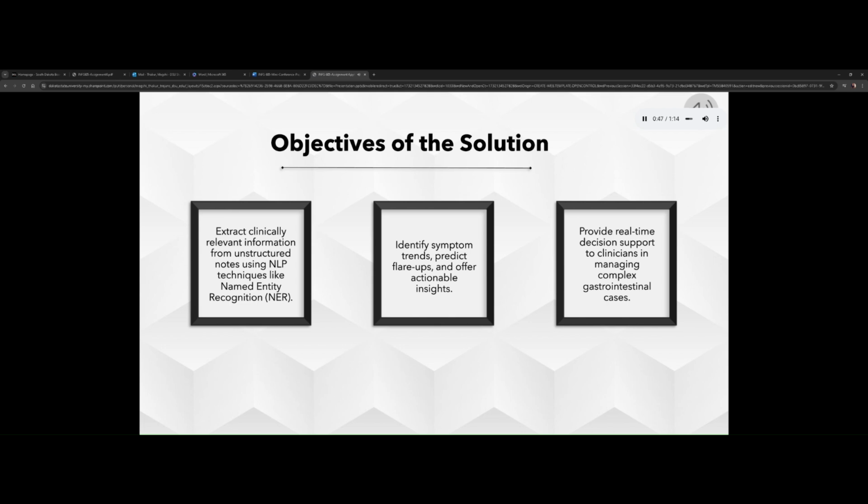Number 2 objective here is to identify those symptoms. As we said, we need to identify the trend and predict the flare-ups and offer actionable insights. Number 3 is providing real-time decision support to clinicians in managing those complex gastrointestinal cases. So these objectives ensure that the solution is tailored to address both clinical and operational challenges in chronic disease management.